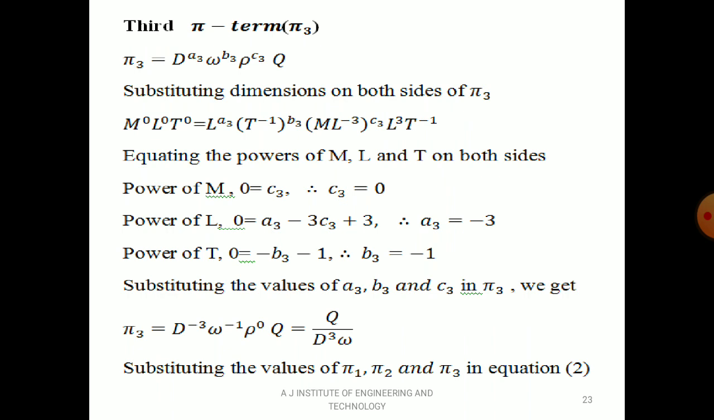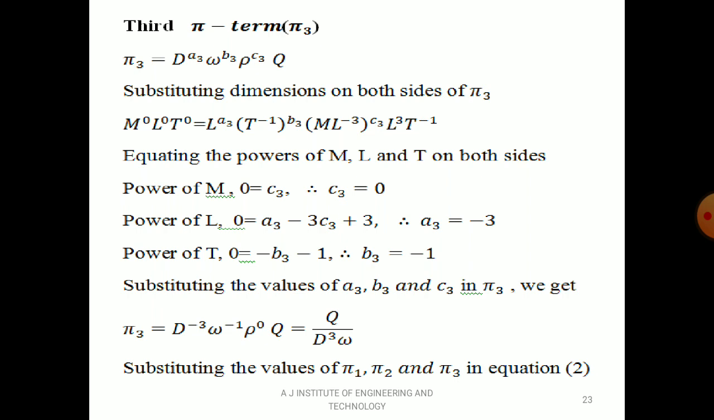Now equating the powers of M, L and T on both sides. By equating the power of M, on the left hand side M to the power 0, right hand side M to the power c3. So 0 equal to c3, therefore c3 equal to 0. Then equating the power of L, on the left hand side it is L to the power 0, right hand side L to the power a3, L to the power minus 3c3 and L cube. So we get the expression 0 equal to a3 minus 3c3 plus 3.